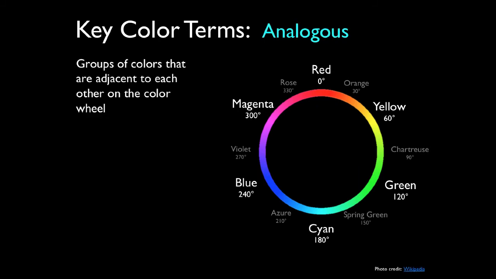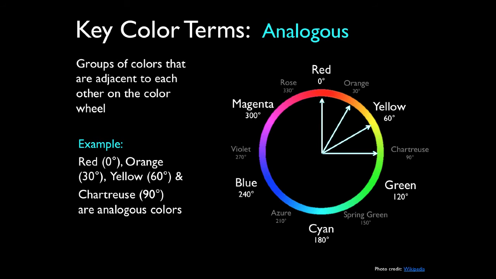All right, then there's the concept of analogous colors. Now these are colors that are adjacent to each other on the color wheel. So in this example, red, orange, yellow, and chartreuse are all near each other on the color wheel, so they would be considered analogous colors.